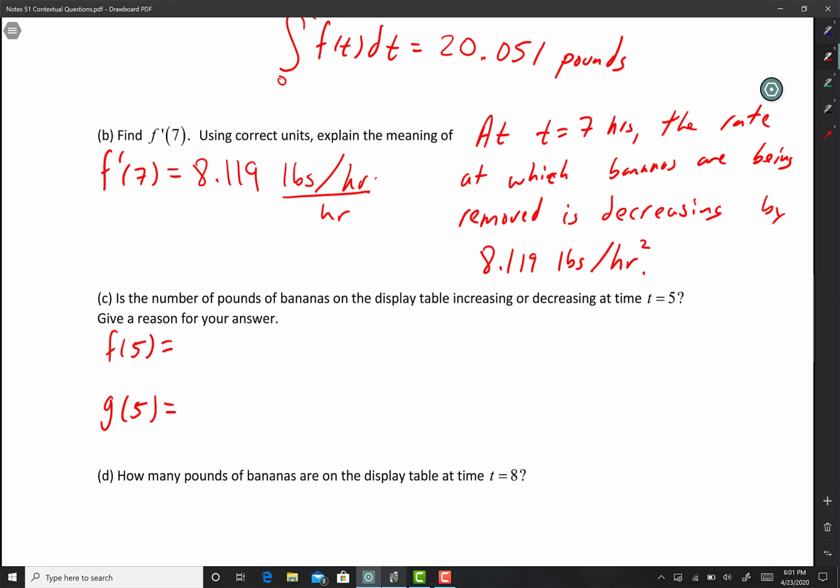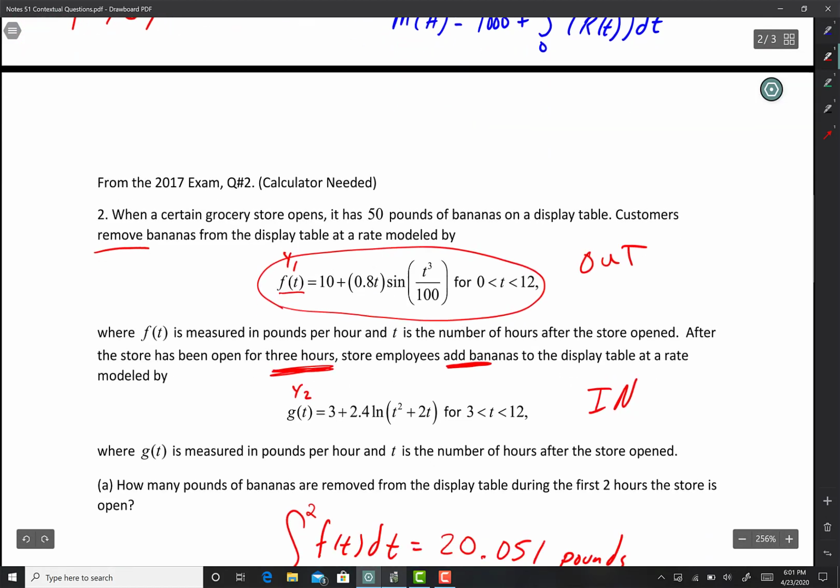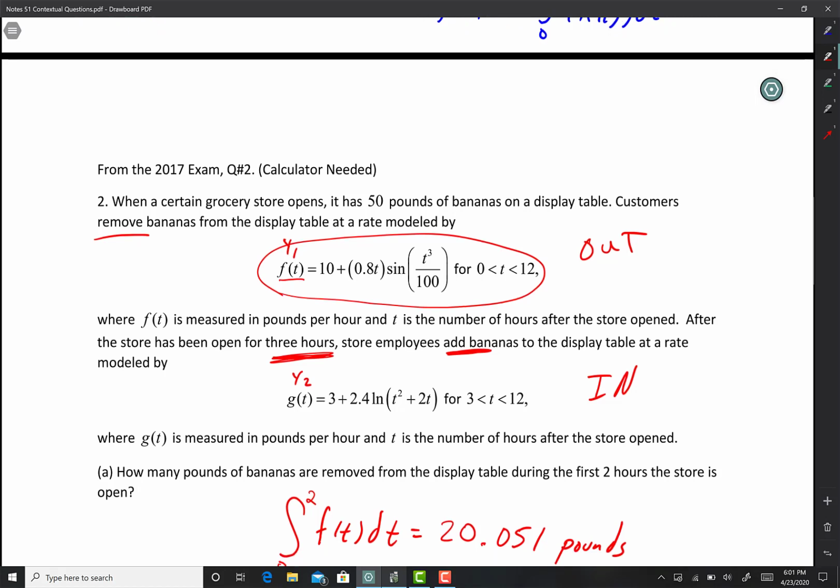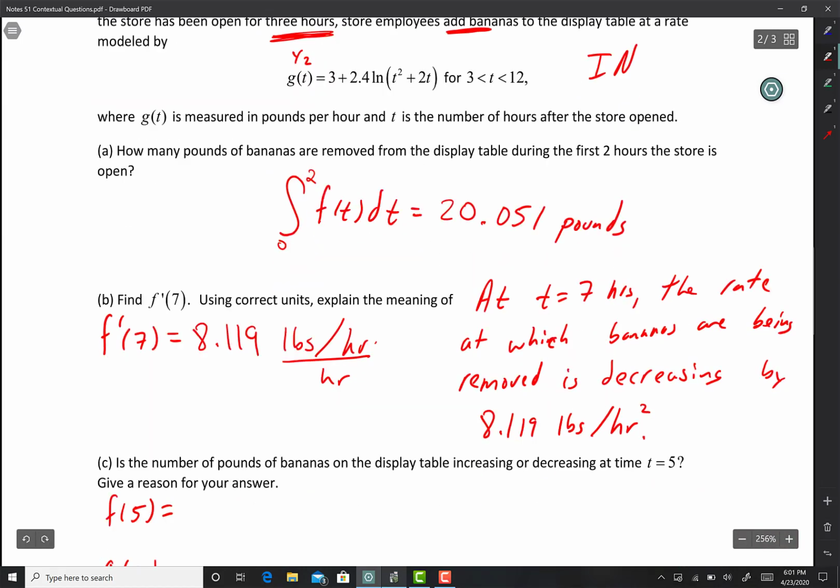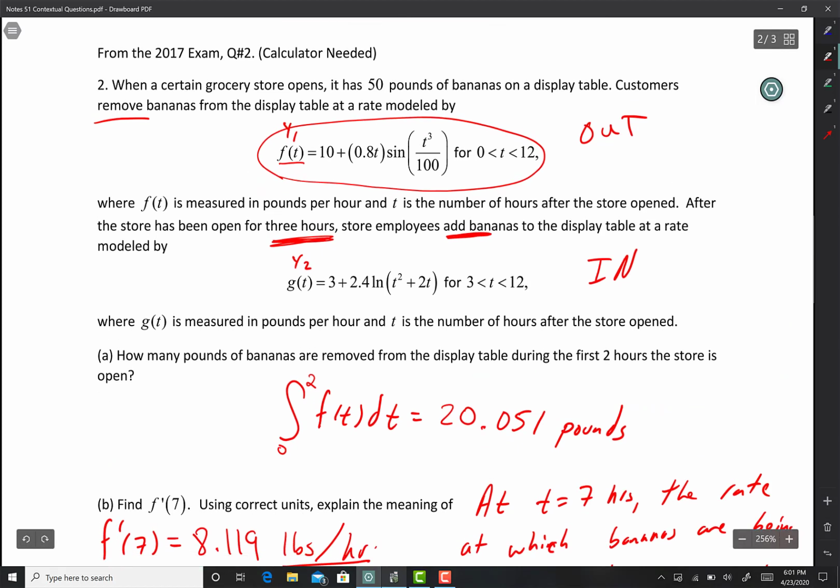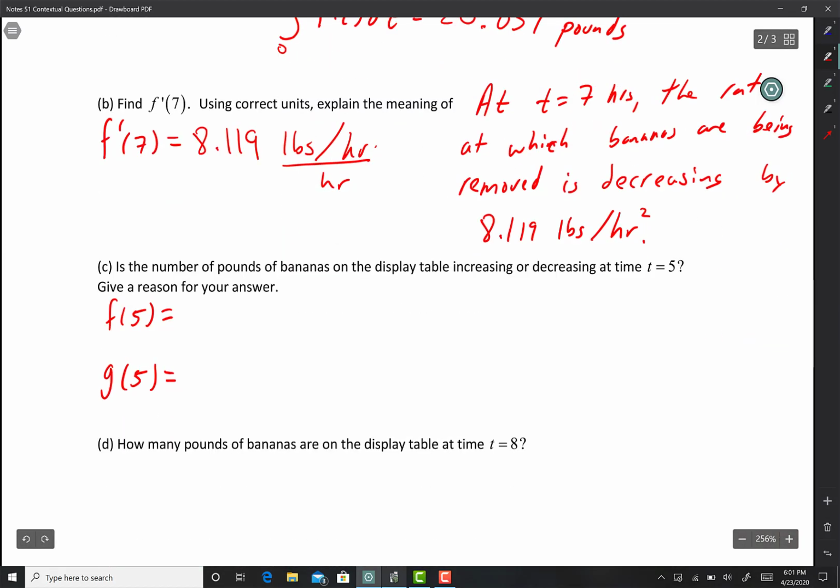And I don't want you to be a robot, guys. Think about it. If there's more bananas going out than coming in, then the number of bananas is decreasing. If there's more bananas coming in than out, then those bananas are increasing. So I hope I said that right. Did I say that right? If there's more out than in, it's decreasing. If there's more in than out, then it's increasing. So that's what I'm going to do, guys.